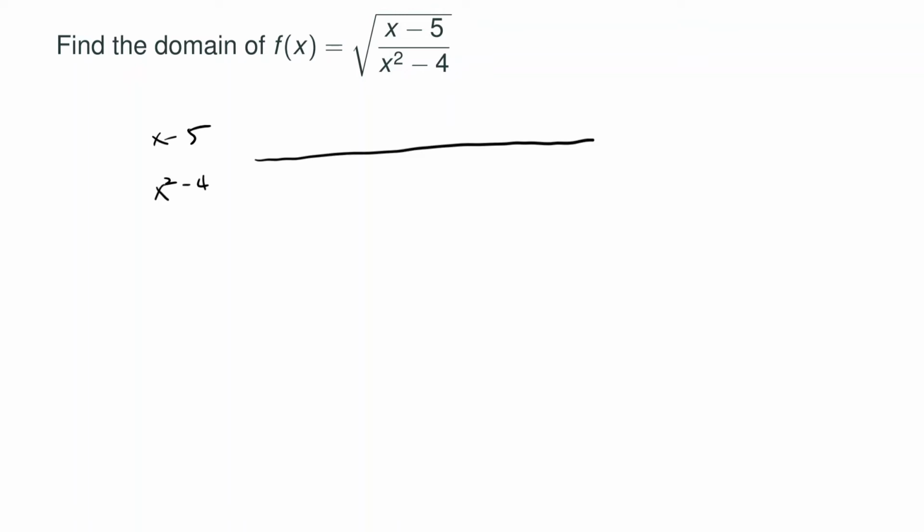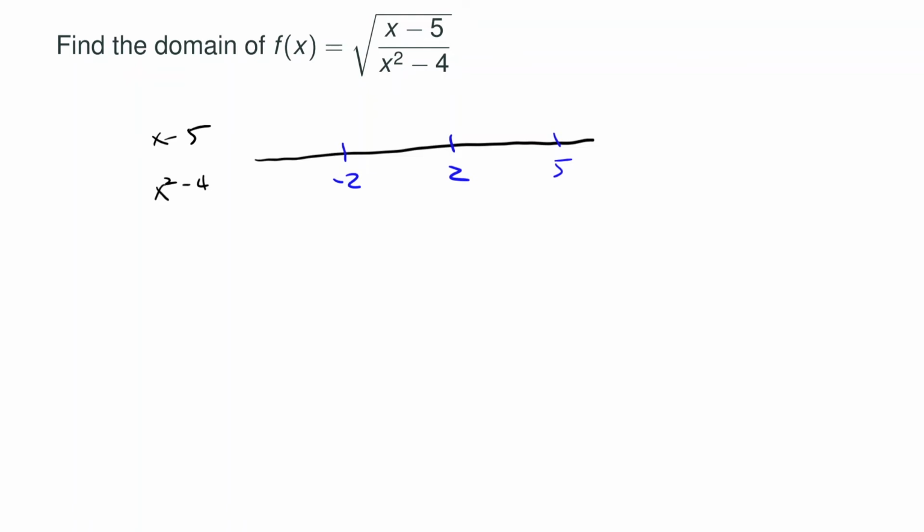So the way we mark the number line is, first, we know that we cannot have -2 and +2. Because if I do -2, I get 0 in the denominator, which is undefined, and same for 2. We're also going to write 5. 5, we can have it, because 5 makes 0 in the numerator, which is fine. But in order to find the intervals, we need to write 5 here. So whatever makes 0 in the numerator, whatever makes 0 in the denominator, we mark on the number line.